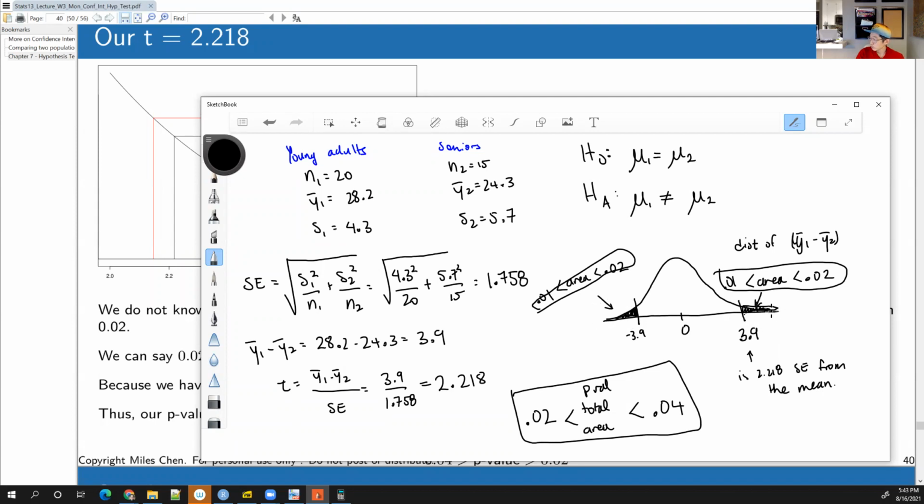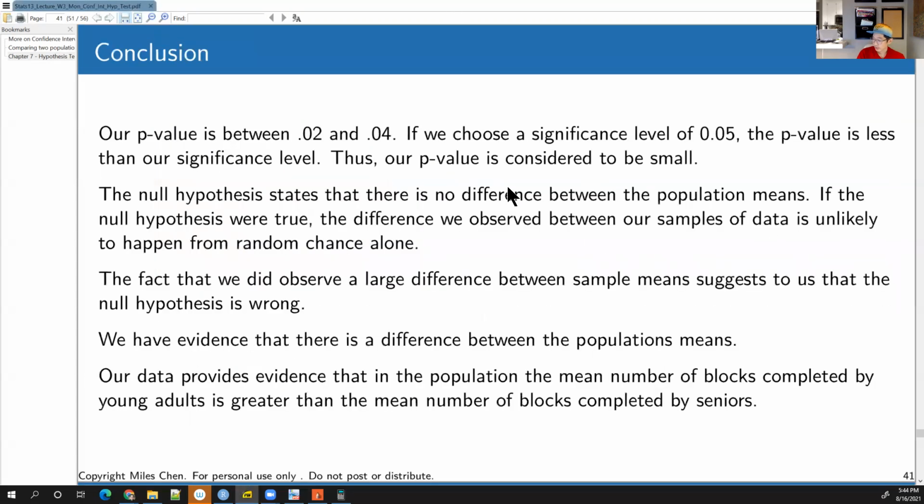This area on the right is between 1 and 2%. This area on the left is between 1 and 2%. So the total area has to be between 2% and 4% because I'm doubling the 1 and 2%. Okay. So again, whatever our p-value is, it's something between 2 and 4%. We don't know exactly what it is, but we know it's got to be less than 5%. So we say our p-value is considered to be small.